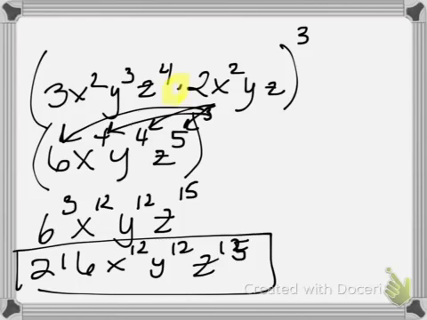Wait, so a second. Why did you just do 216? 6 cubed. Oh, yeah, okay.